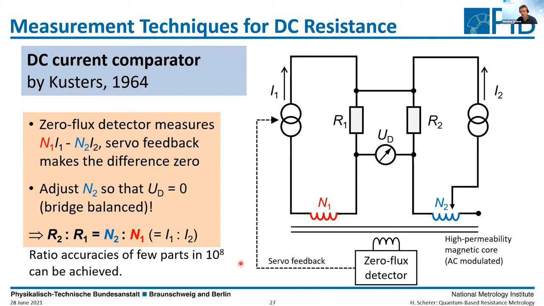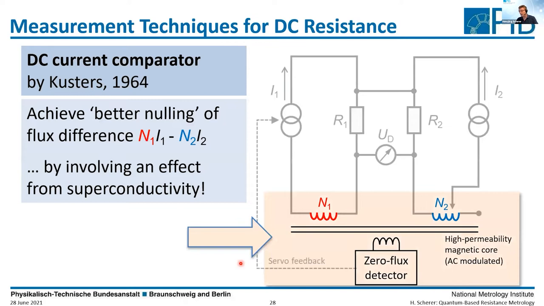If you do everything very well, this is already quite nice, but it still can be improved. And if you want to improve this method, you have to work on how to achieve a better nulling, or how to null this circuit or this bridge, how to balance this bridge. Or in other words, how to achieve that N1, that is the flux difference, is really very close to zero. And in the modern bridges, which are cryogenic bridges, as I will explain in the following, you do this by making use of an effect that is provided by superconductivity.